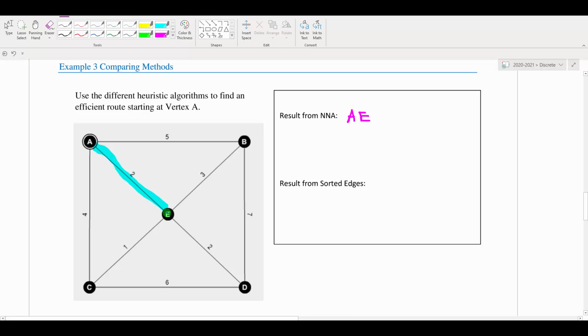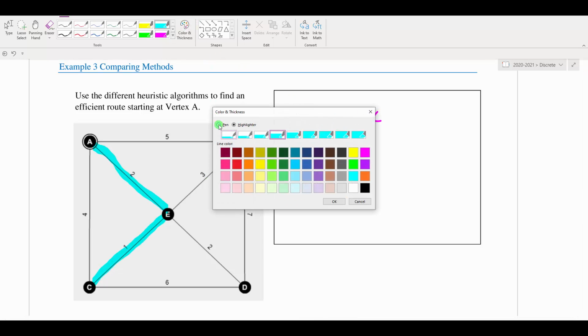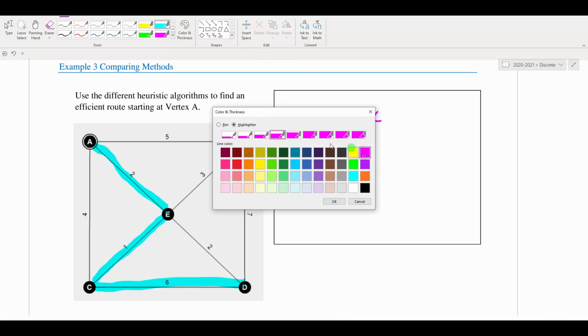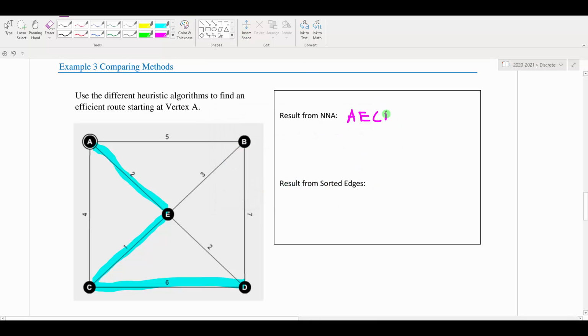Right, and then from E, again, we have to choose the cheapest path. So we're going to choose this one going down here to C. That's going to be the 1. So I'm going to add C. I'll highlight that. Okay, go back to my pen. And then from C, again, we have to choose the cheapest path. That would be 4, but that takes me back to A. I've already visited A, so I can't go back there. So I'm going to choose the 6. So that takes me out to D. So there's D. And then from D, I have to choose the shortest path, which will be the 2, but that takes me back to E, which I've already visited, so I have to go to B.